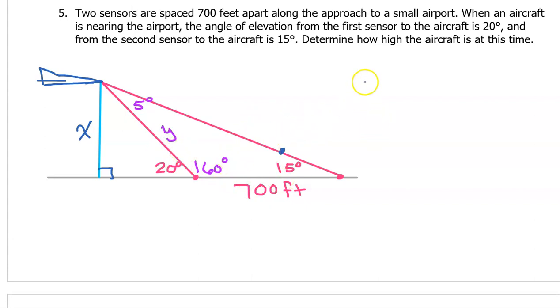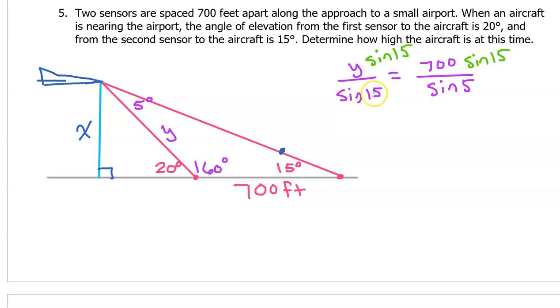So if I want to find y, I'm going to use the law of sines like this. y over the sine of 15, right? That's the angle that's across from y. And that's going to equal 700 over the sine of 5. So I should be able to solve this for y. I am going to simply multiply both sides by the sine of 15. And that's it. These will cancel each other out. Now y is by itself.